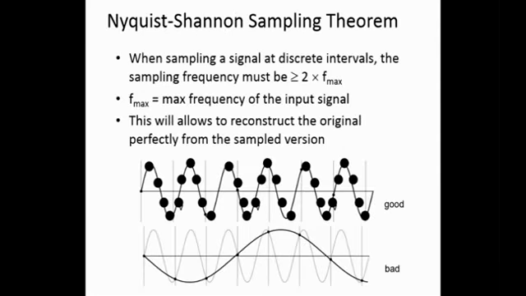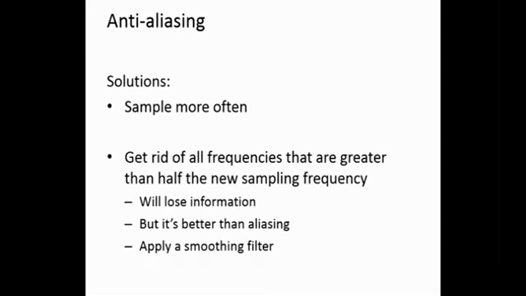So what do we do about this? Well, there's this theorem called the Nyquist-Shannon sampling theorem that says that when you sample a signal at discrete intervals, you have to sample it at least 2 times the max frequency. So the max frequency of the input signal. And if you sample at 2 times the max frequency, then it's possible to reconstruct the original signal perfectly. So one thing you can do to prevent aliasing is to sample more often.